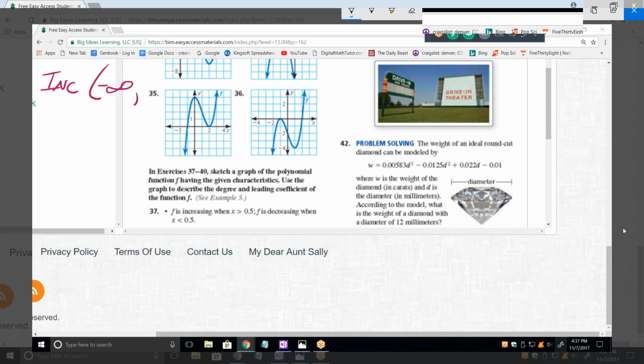And then to negative 1, I think that is, or? Yeah, negative 1. Where else? And then from 1 to infinity. Okay. Decreasing?